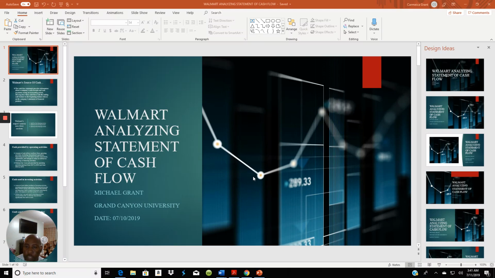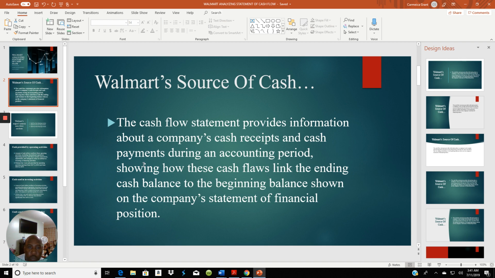Now, today we'll be talking about Walmart analyzing the statement of cash flow. Walmart's source of cash. The cash flow statement provides information about Walmart's cash receipts and cash payments during the accounting period, showing how these cash flows link the ending cash balance to the beginning balance shown on the company's statement of financial position.